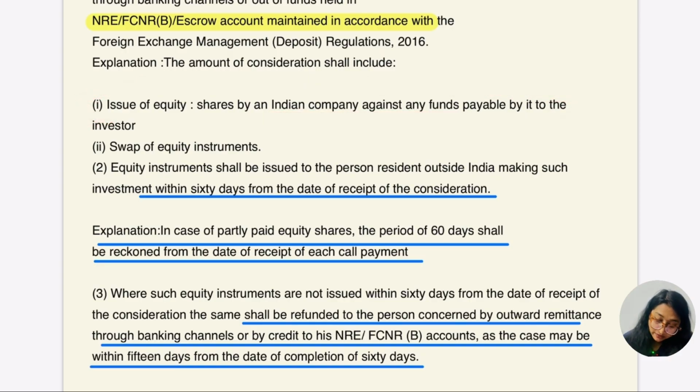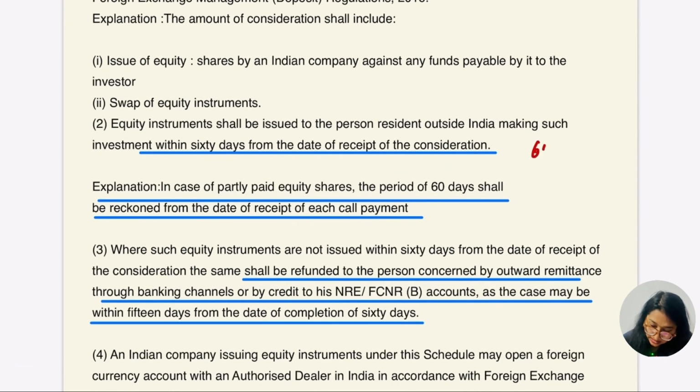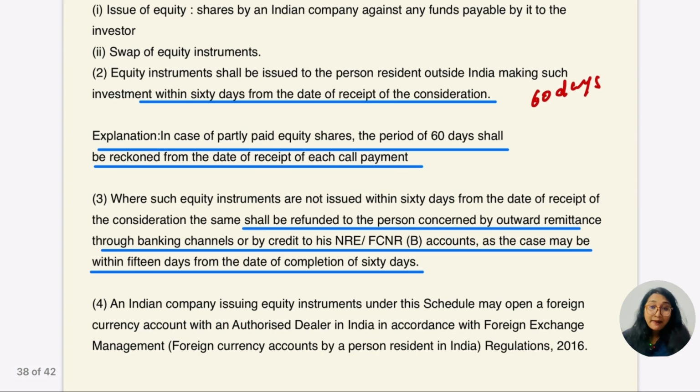Second, swap of equity instrument. Equity instrument shall be issued to the person resident outside India making such investment within what? The 60 days. So within 60 days, the investment is to be done, 60 days from the date of receipt of the consideration. Here the explanation is: in case of partly paid equity shares, the period of 60 days shall be reckoned from the date of receipt of each call payment. Okay, so this you have to keep in mind.